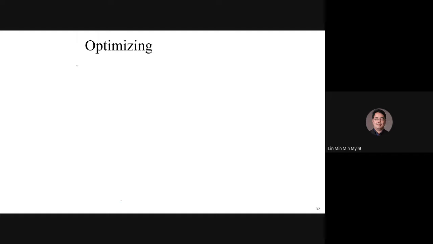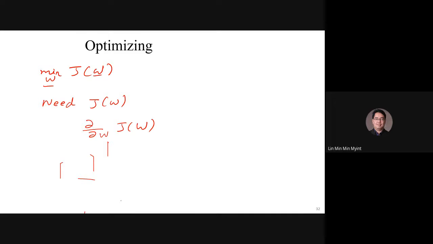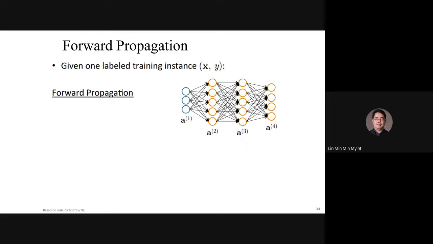And then for optimization, for this one we need to find the minimum in terms of the weight W. So in this case, what we have to do is calculate this J(W), and also calculate the partial derivative of J(W) with respect to W, like this.